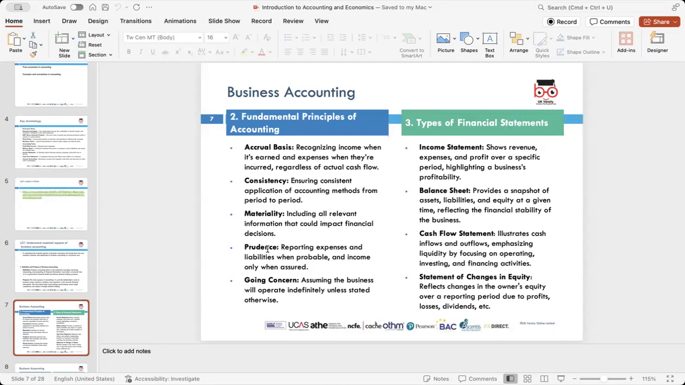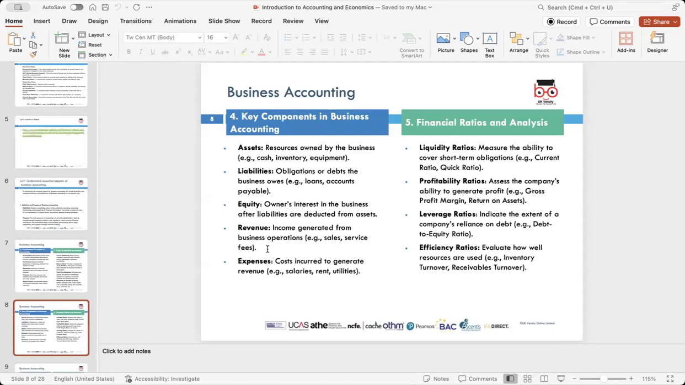Cash flow statement, which tracks cash movement in and out of businesses. Unlike the income statement, which includes non-cash items like depreciation, the cash flow statement focuses purely on liquidity. Statement of changes in equity reflects changes in the owner's capital or equity over a reporting period due to profit, losses, dividends, etc.